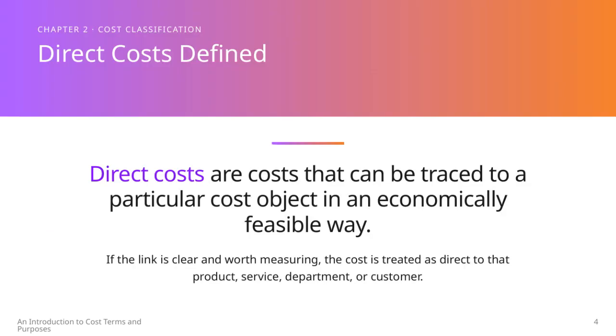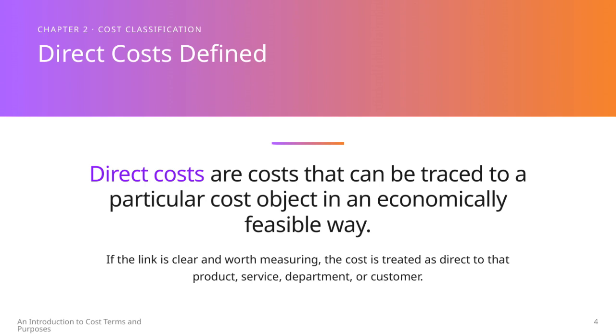In this slide, we're focusing on the concept of direct costs within cost classification. Direct costs are those expenses that we can clearly and economically trace back to a specific cost object, such as a product, service, department, or customer. The important idea here is that if there's a clear and measurable connection, we classify that cost as direct. This helps us understand which costs directly contribute to a particular area of the business, enabling more accurate cost management and pricing decisions.